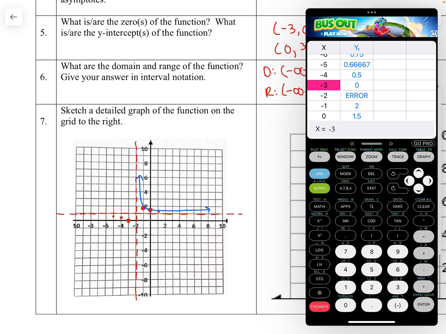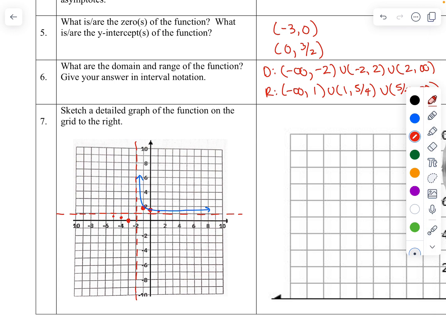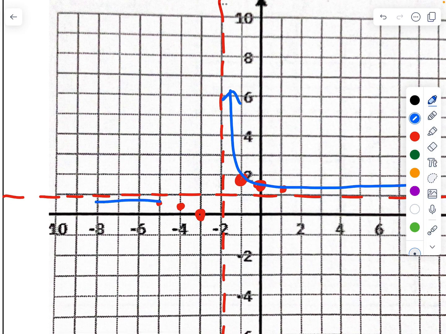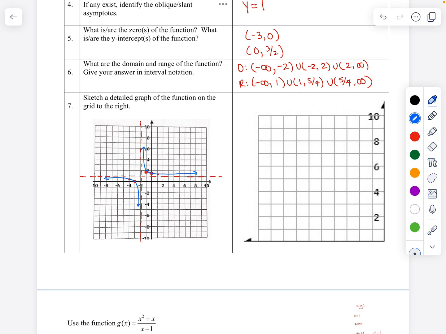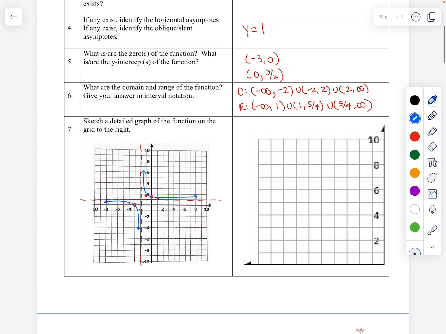Some of them are going to be a little bit more challenging to draw because the numbers are so tiny, and we're approximating. There you go. All right, so go ahead and pause the video and try the next one, and then I will put the answers in the spots and we can take a look at it, but try the next one for me.